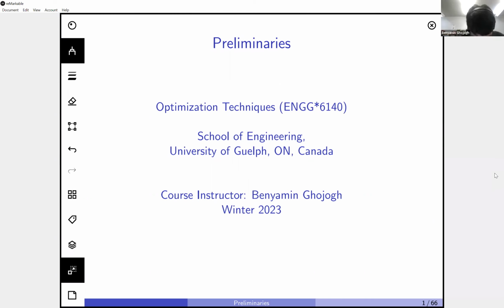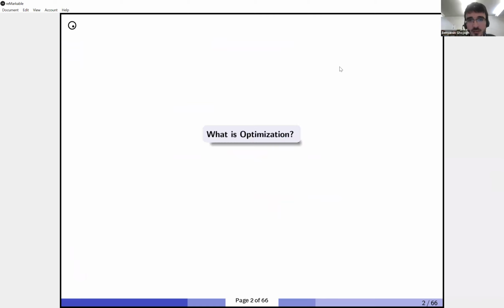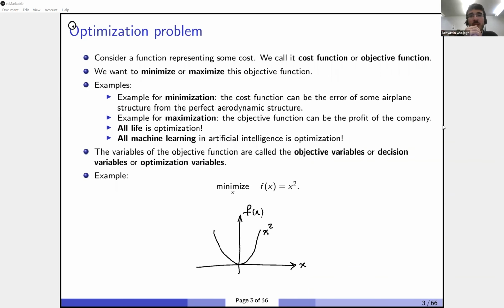Okay, thank you. So let's go over the preliminaries. Again, feel free to ask me if there's any question. What is optimization? Optimization problem. Assume we have a function. And what is a function? A function is something which takes some input and brings some output. And when we say function in mathematics, we can't have two outputs per one input.